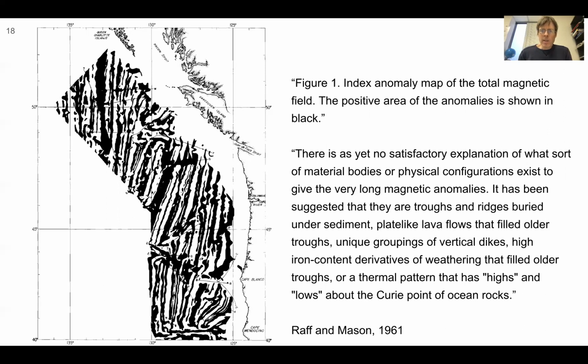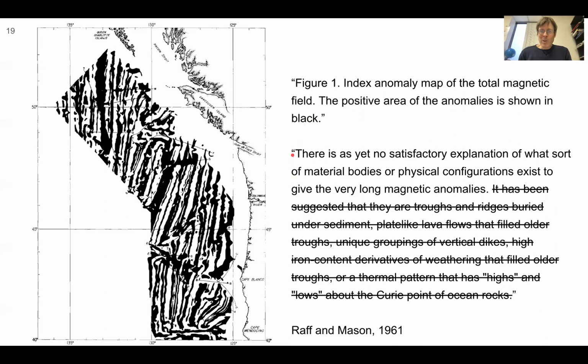It has been suggested that there are troughs and ridges buried under sediment, plate-like lava flows that filled older troughs, unique groupings of vertical dikes, high iron content derivatives of weathering that filled older troughs, or a thermal pattern that has highs and lows about the Curie point of ocean rocks. So many creative ideas, yet none of them turned out to be correct.